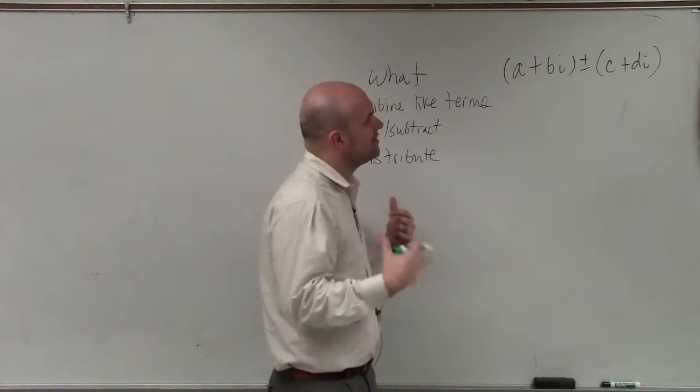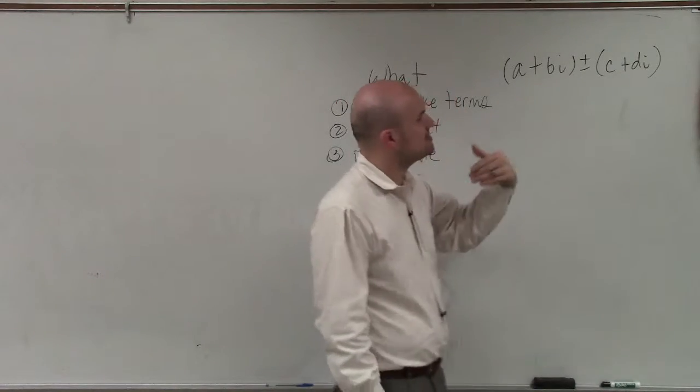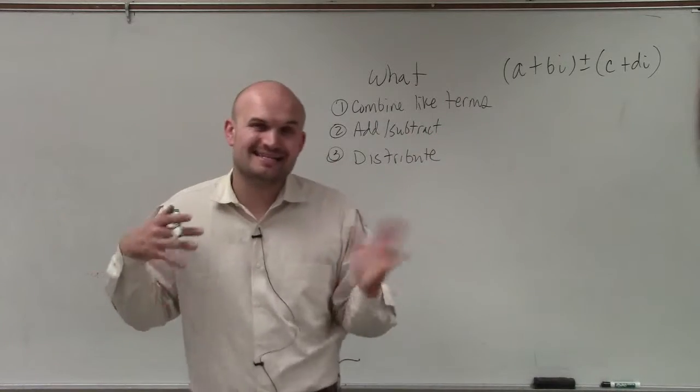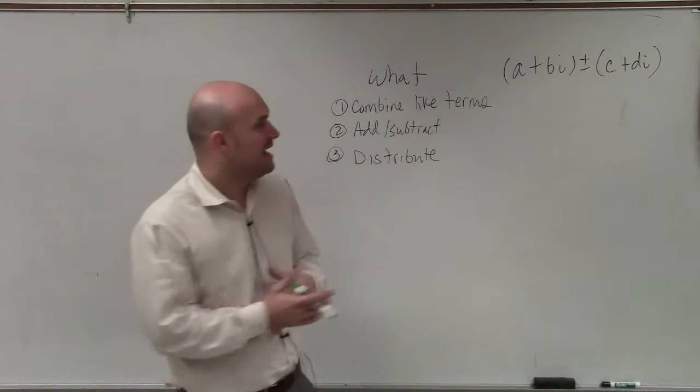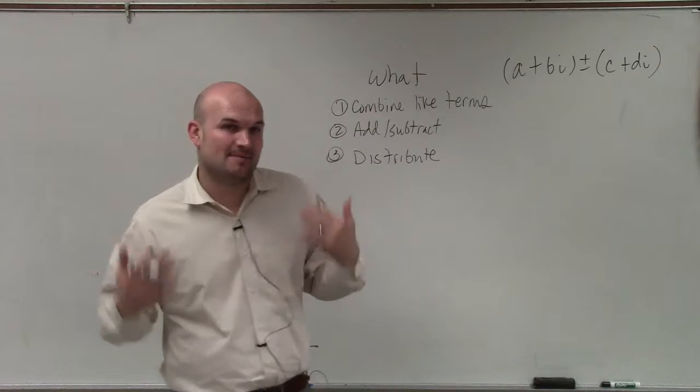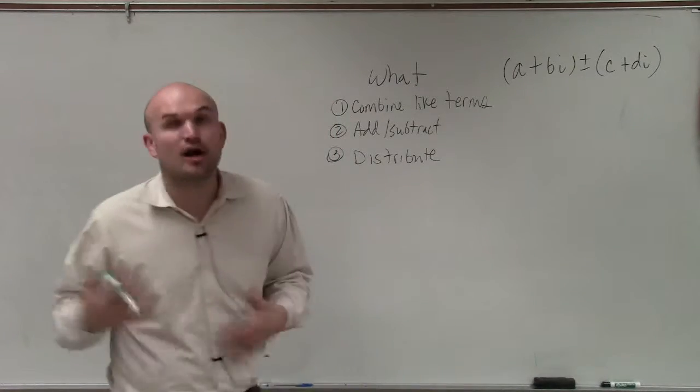But what's important about complex numbers is that they come in the form of a plus bi or c plus di, where a and c represent the real term, and bi and di represent the imaginary term, where remember a, b, c, and d are all real numbers.